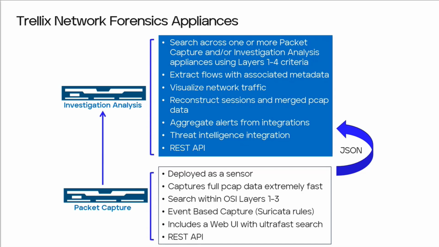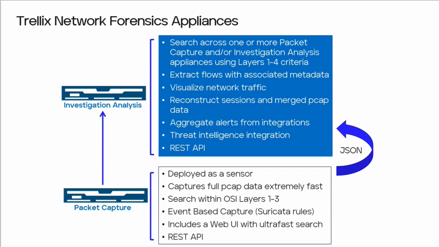But typically, analysts use the investigation analysis web UI to perform the analysis because it's a lot more powerful and fast in terms of looking for and drilling down very quickly to the area that you are looking at in your investigation. This is the power of investigation analysis: it allows you to search across one or more packet capture appliances that may be connected to an investigation analysis system, and it also allows you to perform your searches across layers 1 through 4, including the application layer.